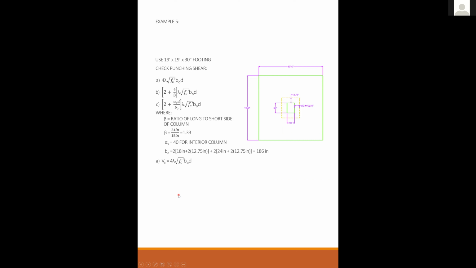And that's the perimeter, right? That is the dotted line perimeter that we assume if this thing's going to punch through the footing, it's going to punch through along those lines. Yes. Okay.